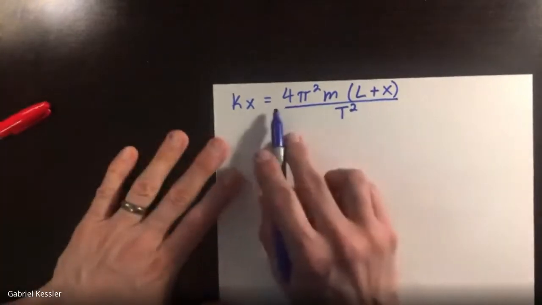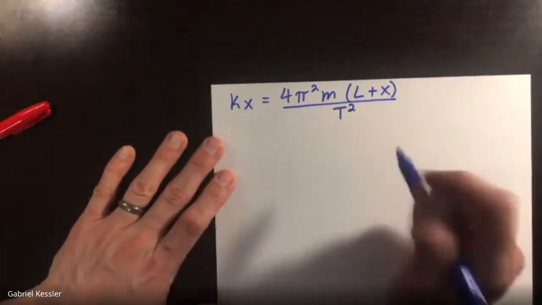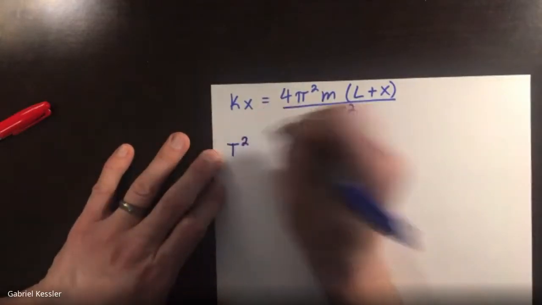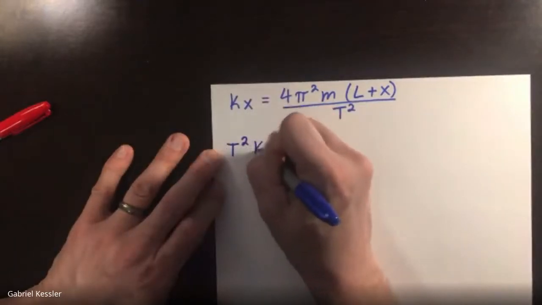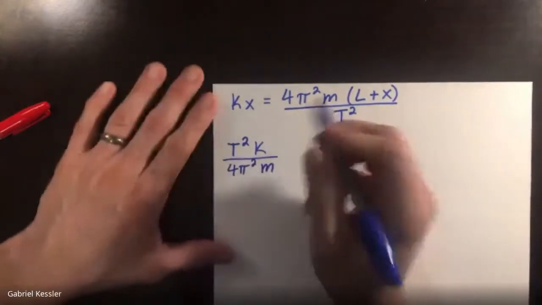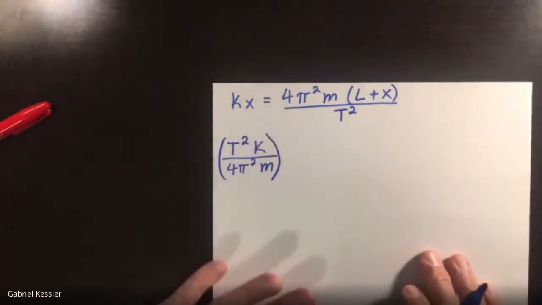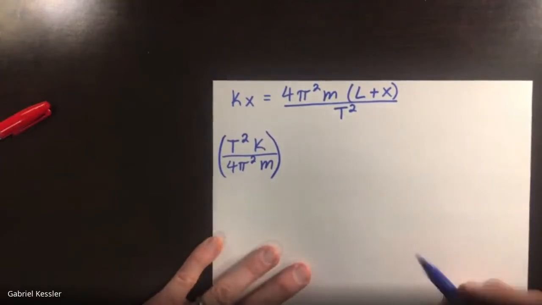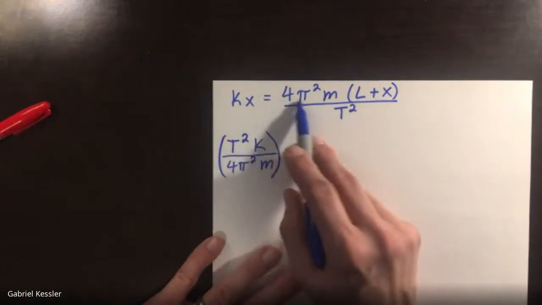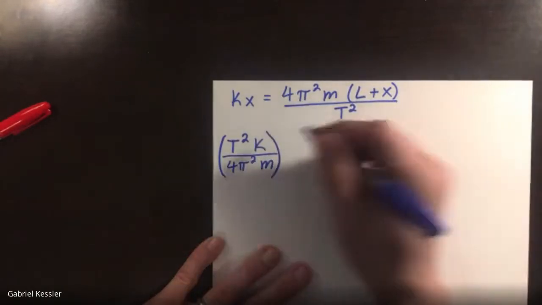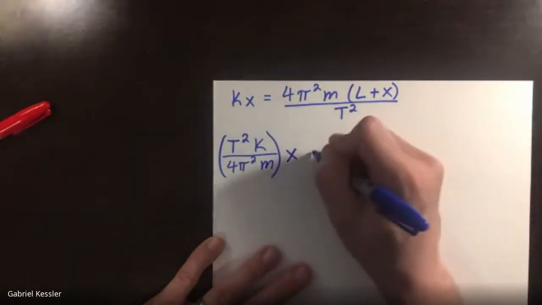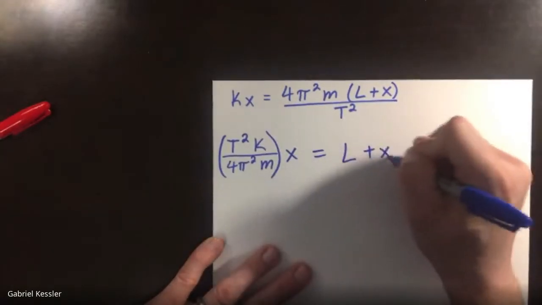All right. Now to isolate my x, I'm going to take all this to the other side because all this is a constant. So I get period squared in the numerator, times k. Then we divide by 4 pi squared times the mass. All that is a constant. Again, the period squared goes in the numerator, divided by 4 pi squared and mass. Then the k is in the numerator, the x is outside, and what's left over is L plus x.